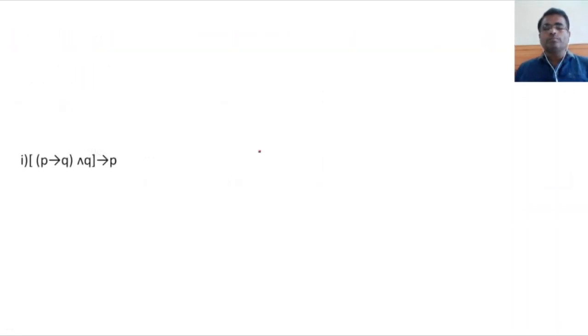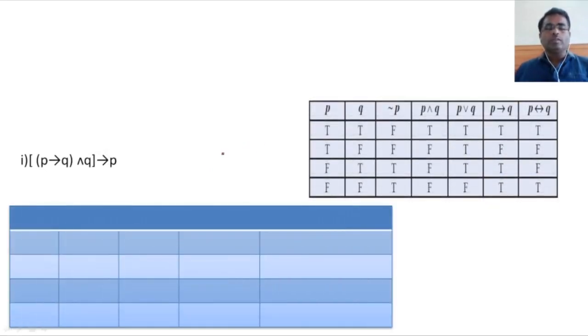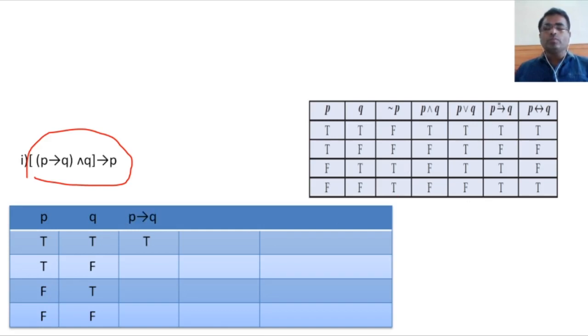Next we have to consider the concept of contingency. Again, this is our reference table. To understand contingency, consider a statement pattern, that is P implies Q and Q, in that bracket, implies P. So consider P, the possible values are true, true, false, false. Then consider Q, the possible values are true, false, true, false. Then consider P implies Q. We have seen that P implies Q has these values, true, false, true, true. So they are coming here, true, false, true, true.